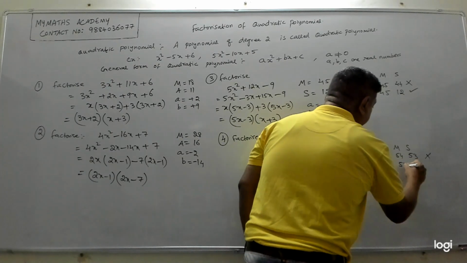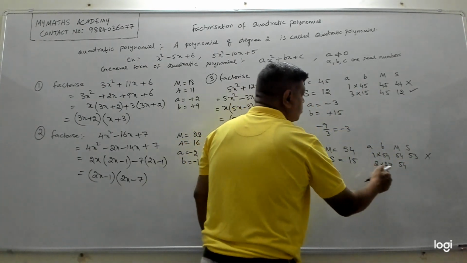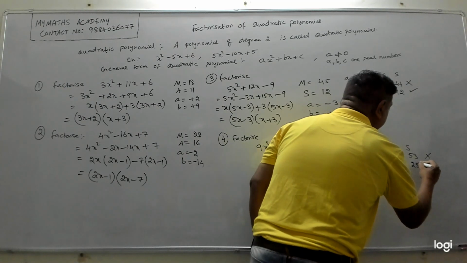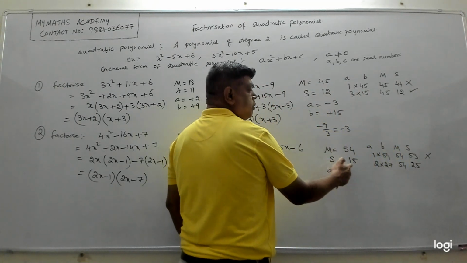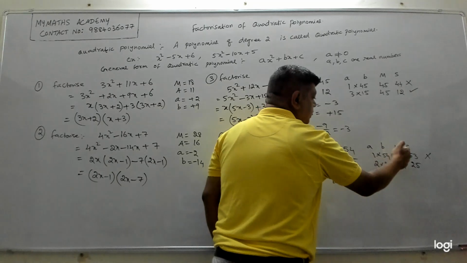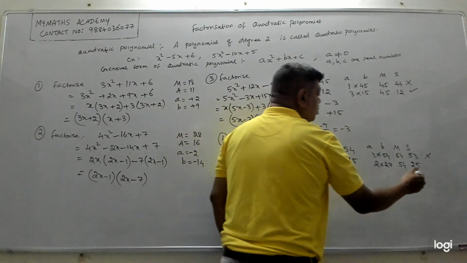Will give me 54 again. What is 27 minus 2? I get 25. But I should get 15. Multiplication I am getting 54, but subtraction I am getting 25, but I should get 15. So this also won't work.